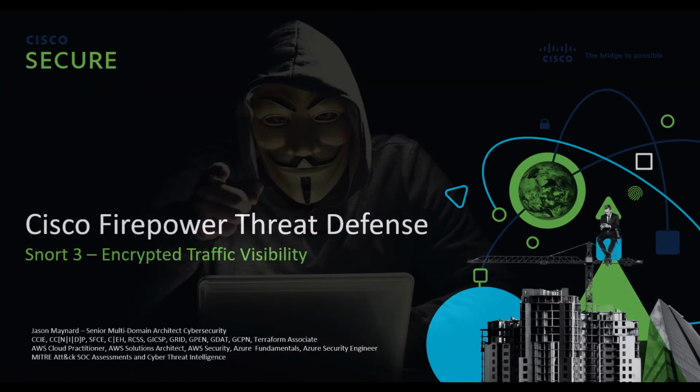Cisco Firepower Threat Defense, SNORT version 3, Encrypted Traffic Visibility. Now, decryption of the internet is something we've done for a very, very long time. But with TLS 1.3, server certificate encryption creates significant load on firewalls. So to reduce this, SNORT version 3 utilizes machine learning to determine the application.